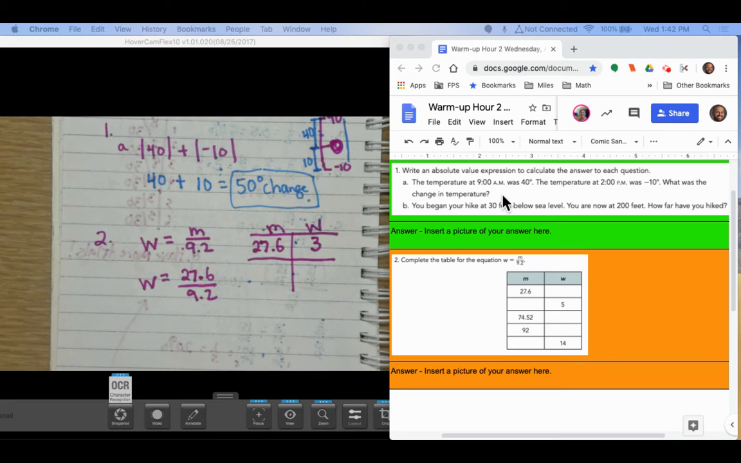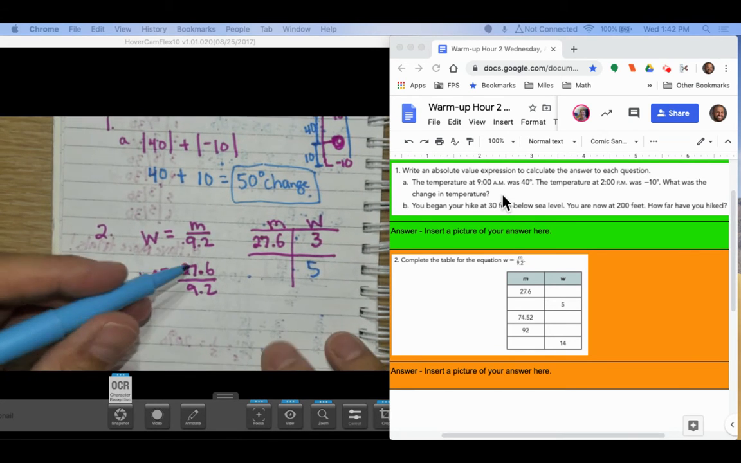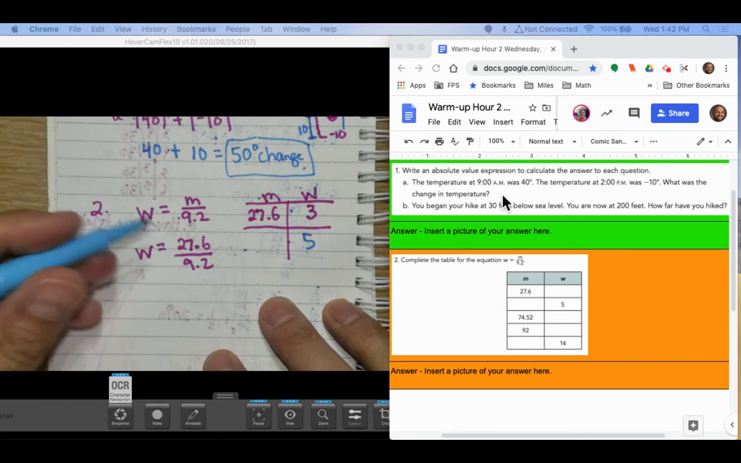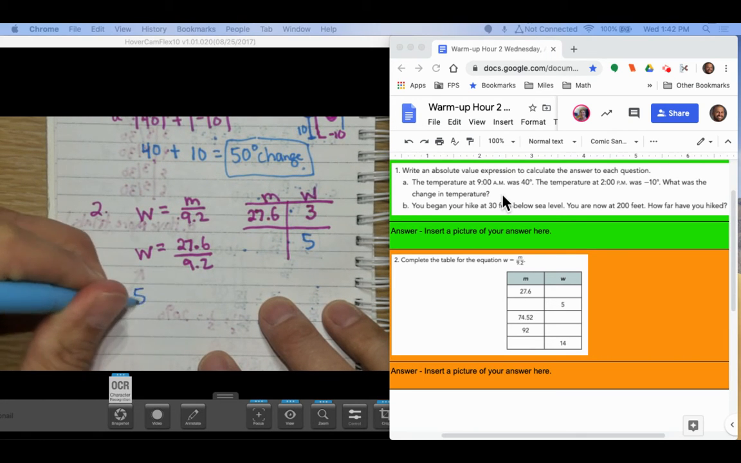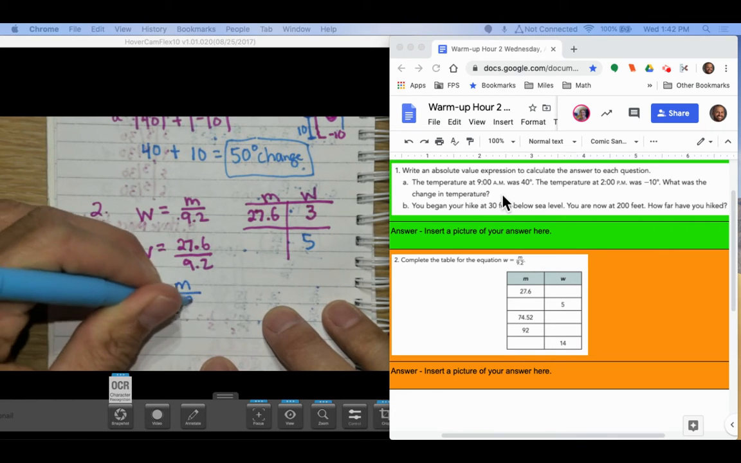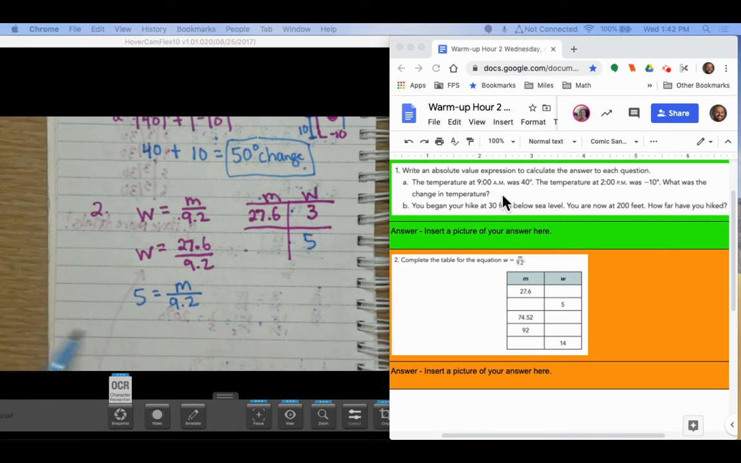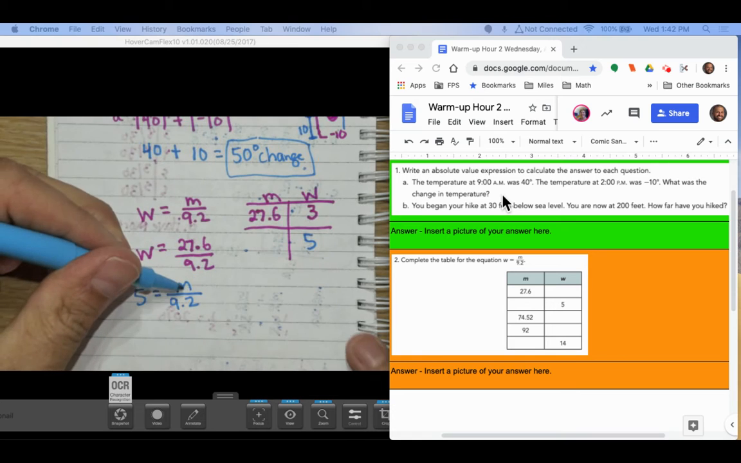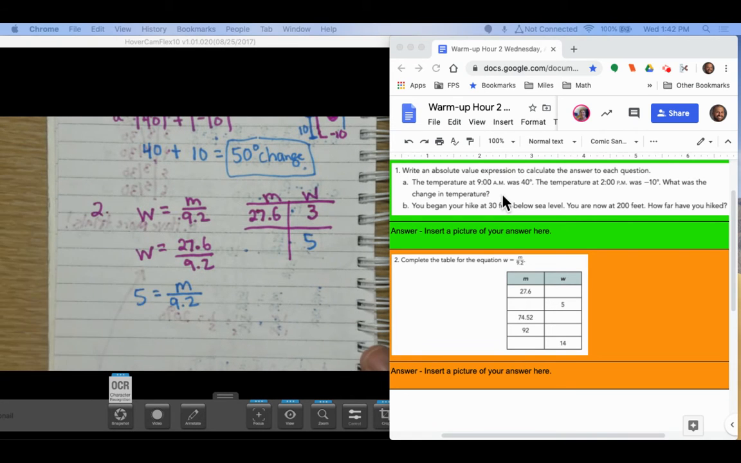The next one they give me is 5 for W. So that's kind of a tricky one. If I was to solve that second one, it would be 5 equals M divided by 9.2. Now this is like those one-step equations we were solving right as we got started with this virtual learning thing. M divided by 9.2, a division is a fraction.